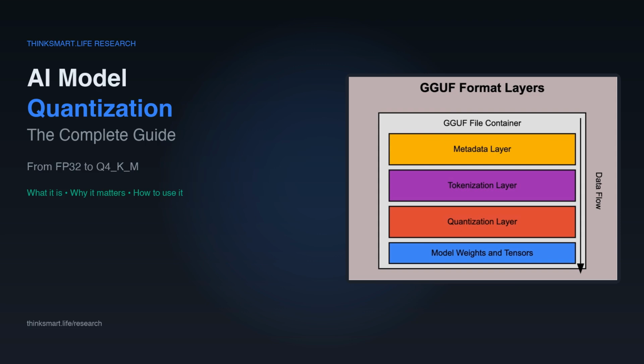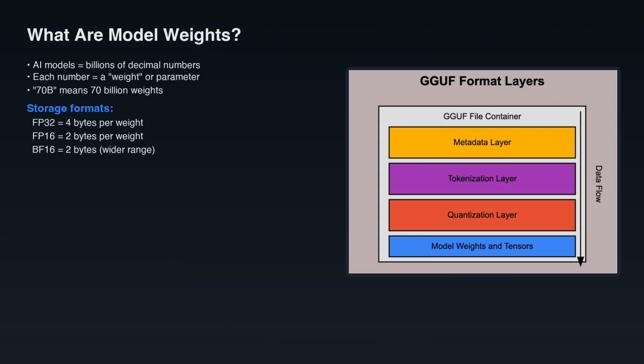AI Model Quantization, the complete guide. You just got an RTX 3090 with 24 gigabytes of VRAM, and you want to run large AI models locally. But here's the problem. A 70 billion parameter model needs 140 gigabytes at standard precision. Your GPU has 24. So how do people run these models on consumer hardware? The answer is quantization. Let's start from scratch.